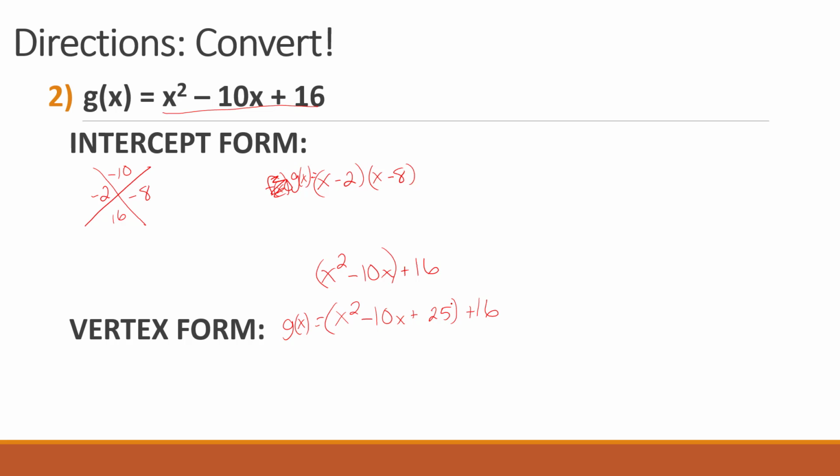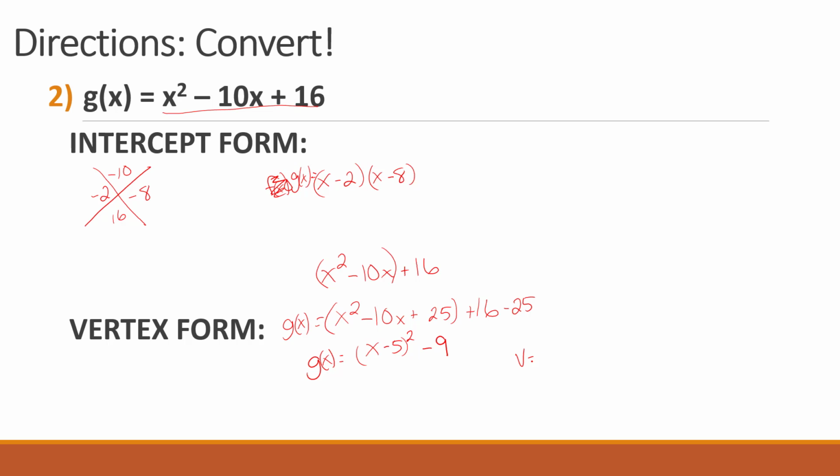Now I have added 25 to the right side of my equation. I'm going to subtract 25 from the right side of my equation. That way I have added 0 in totality to the right side of the equation. We'll make our binomial squared, so x minus 5 squared. And we're going to combine our terms. 16 and negative 25 gives us a negative 9. So g of x is equal to x minus 5 squared minus 9.